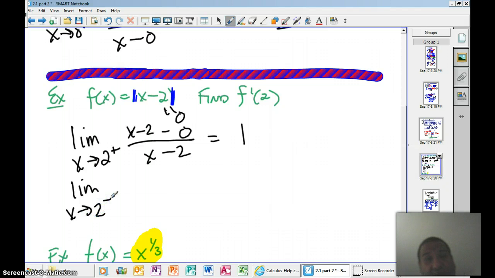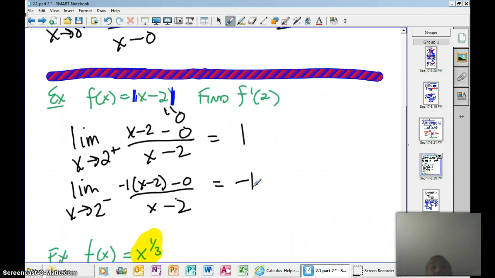Now, using the definition of absolute value, remember, the absolute value of 5 is 5. The absolute value of negative 5 is the opposite of negative 5, which is 5. So it's the opposite of this. So I get negative 1 times x minus 2 minus 0, all over x minus 2. So I get negative 1. Well, guess what? The limits exist from both sides, but they're not equal. So the limit as x approaches 2 of this absolute value function does not exist.